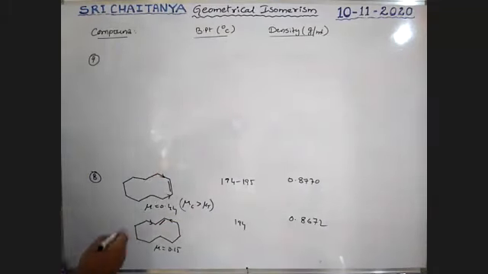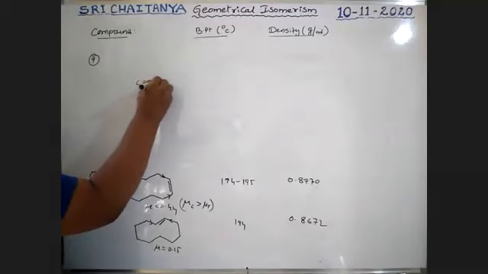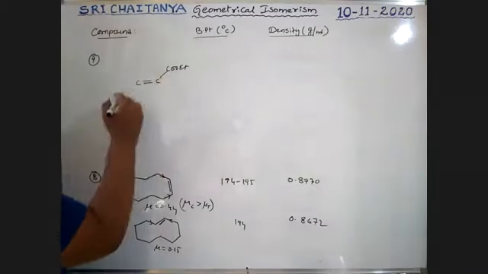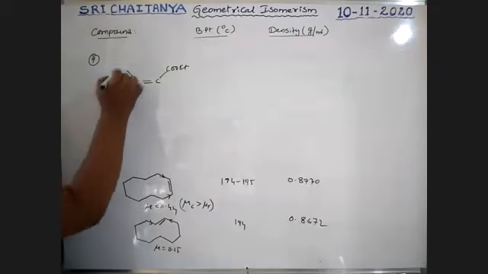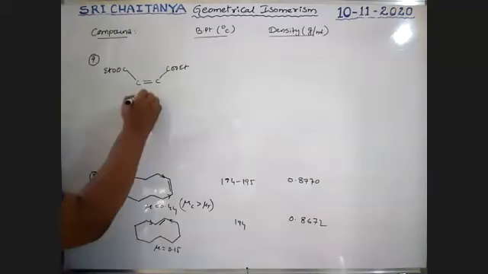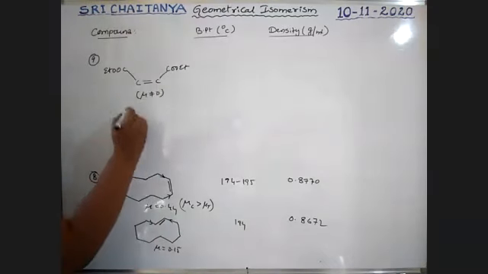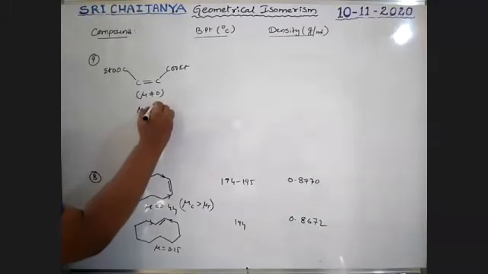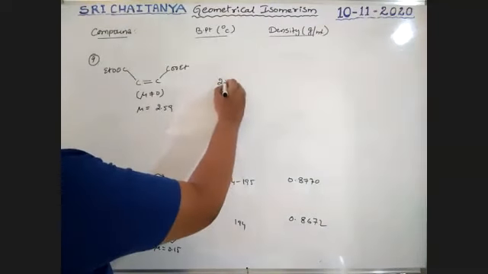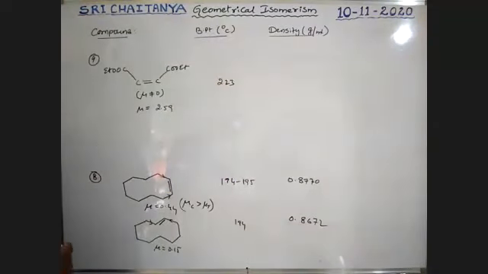Ninth one. See here, C double bond C, COOEt. That is an ester group, boys. It is also COOEt. Okay, mu not equal to 0. So mu not equal to 0. Mu is equal to 2.59. Its boiling point is 223, sorry, degrees centigrade.